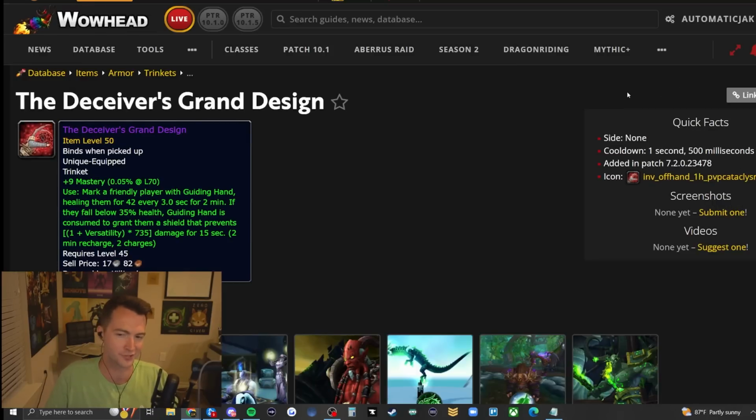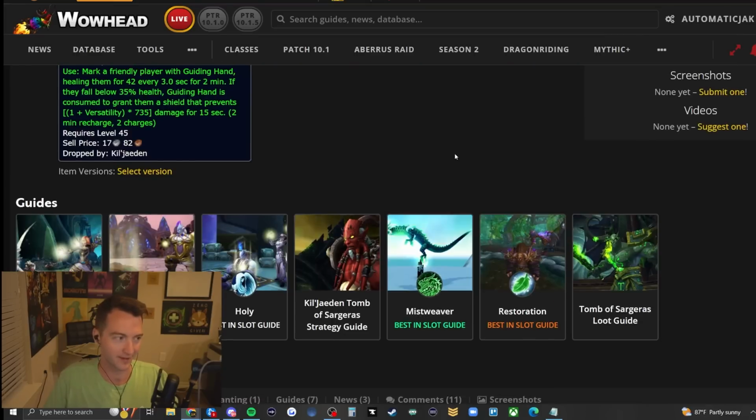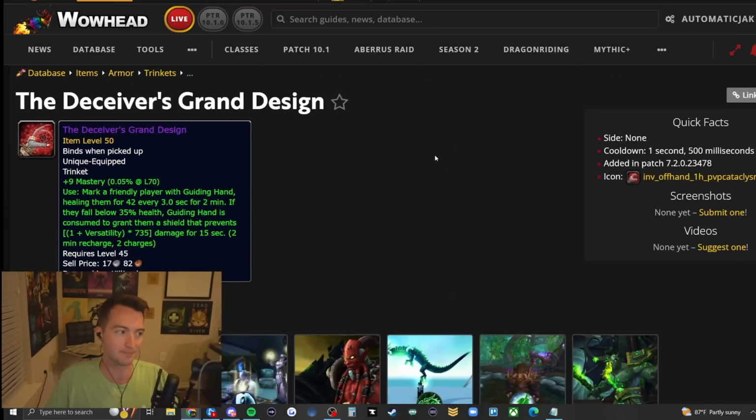It's also the Deceiver's Grand Design! We got you there! This, another Legion trinket, no surprise, is a fantastic one. I believe this also dropped off Kil'jaeden, yeah. And what it is basically is like a beacon effect.